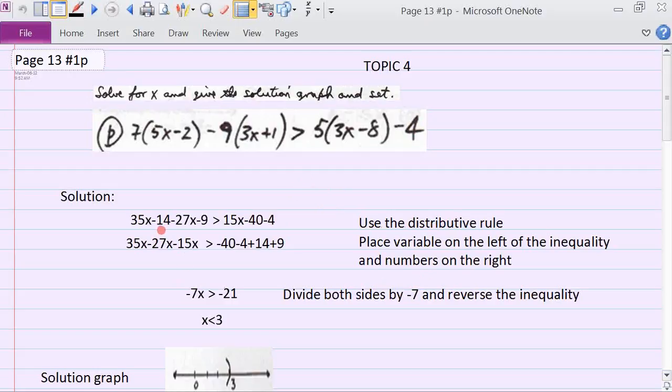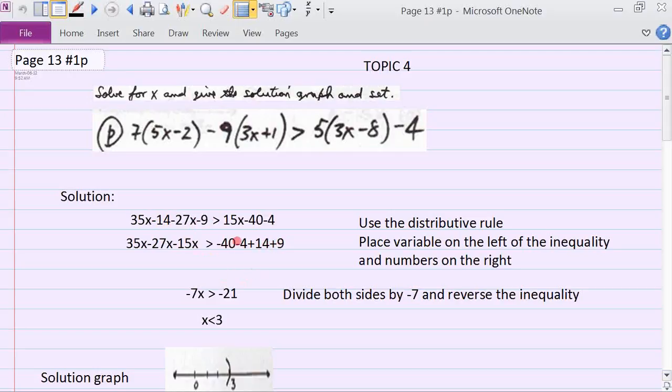Now you can see here that the object now is to get the variable terms only on the left and the numbers on the right. So minus 14 and minus 9 are on the left side and should be on the right. So we change that to plus 14 and plus 9. We transpose the minus 14 and the minus 9 from the left to the right side, right here, and change the sign.